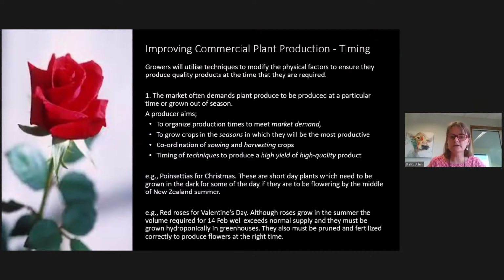So timing. We talked a little bit before, so you aim to meet that market, and I've talked about Valentine's Day. If we talk about poinsettias, these are usually sold at Christmas. These are short day plants, so they need to be grown in the dark. So they have to be manipulated in a glass house to produce them for that market. We cannot grow them otherwise.